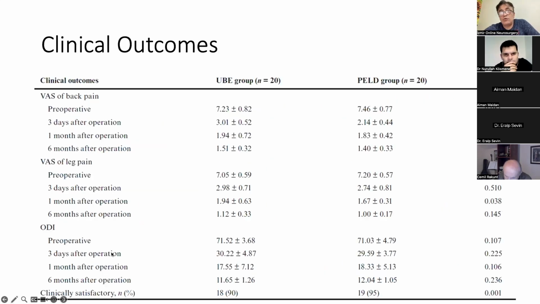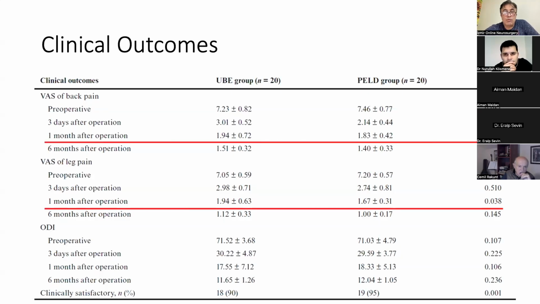When we look at the VAS scores at the last follow-up, that is 6 months after surgery, there is no difference between the transforaminal technique and UBE. But at the 1 month follow-up, both leg and low back pain are better in the transforaminal group.